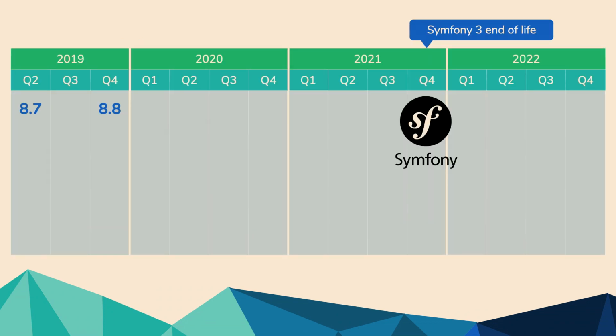Symfony 3 is our biggest dependency and has the soonest end of life that we need to consider. We could fork Symfony 3 to support it longer, but we don't want to do that. We want to move to Symfony 4 or 5 instead. The November 2021 end of life of Symfony 3 therefore means end of life of Drupal 8 as well.